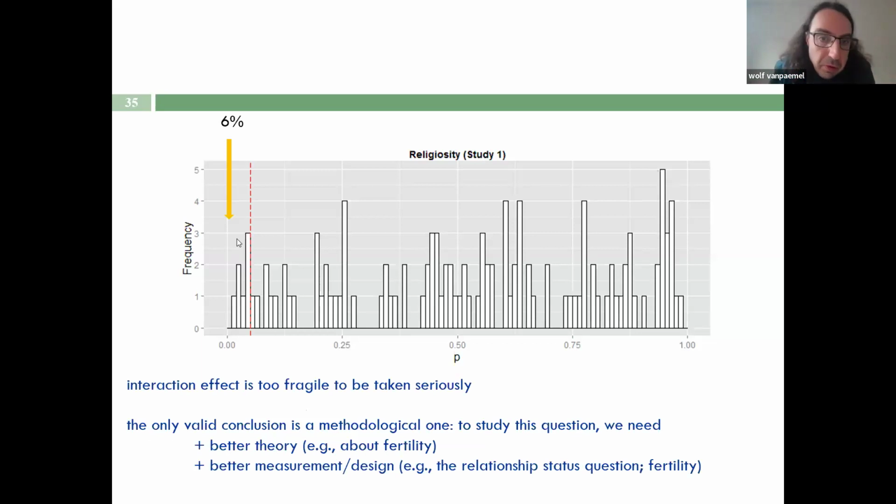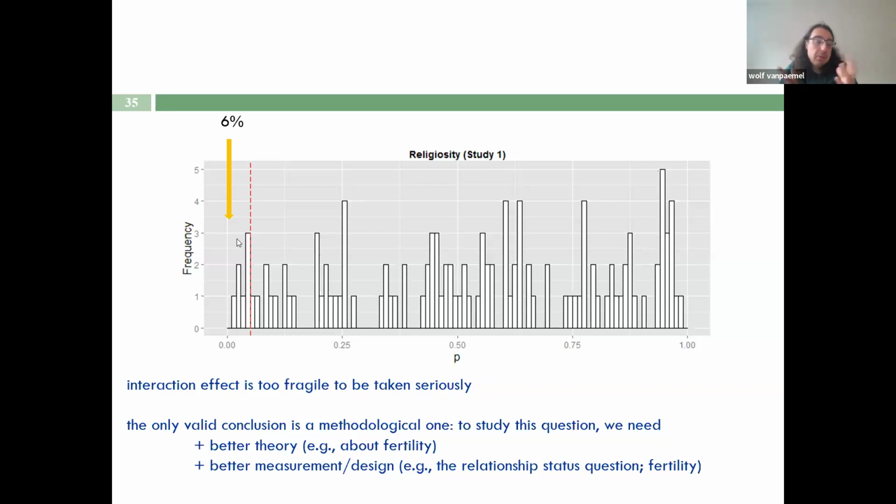So what to conclude from a picture like this? I personally would think that the effect that they've been reporting is too fragile to be taken seriously. If you only make one minor difference, a different decision, it disappears. So it doesn't really depend on doing everything differently. Just one little change can already get your p-value across the bar instead of below the bar.